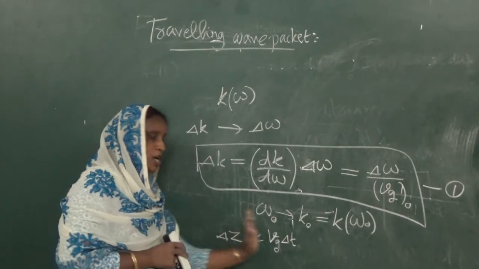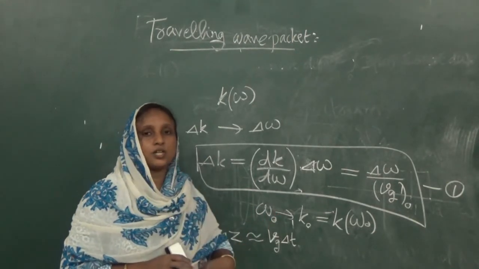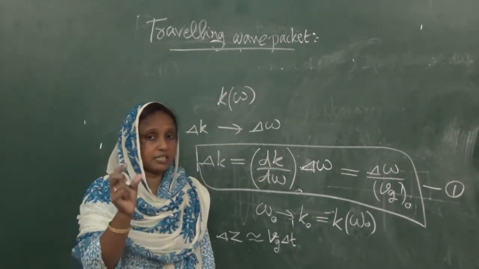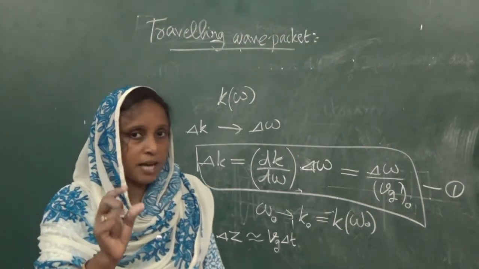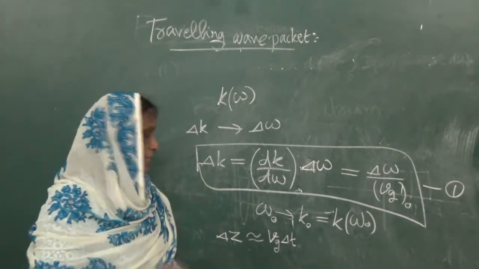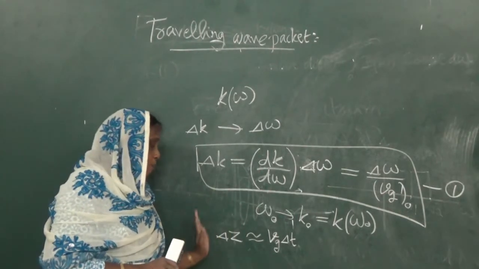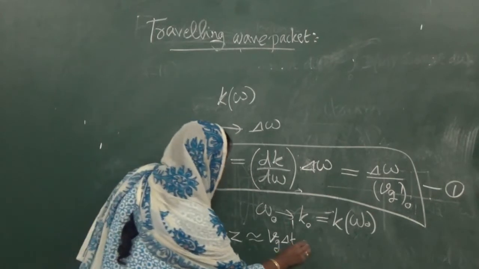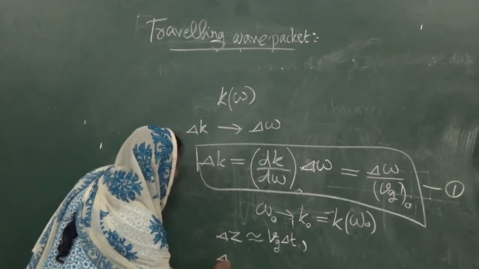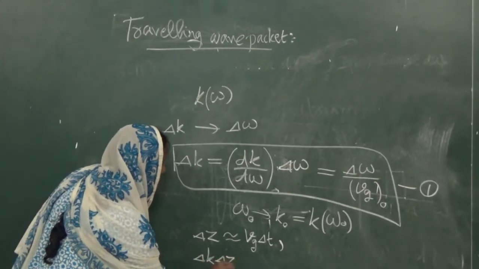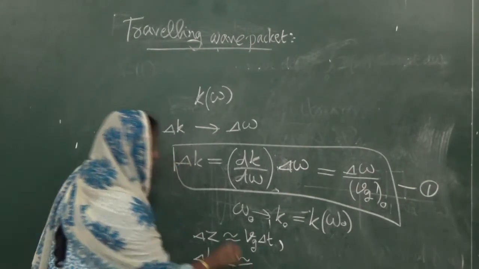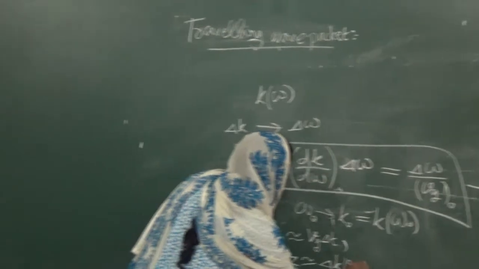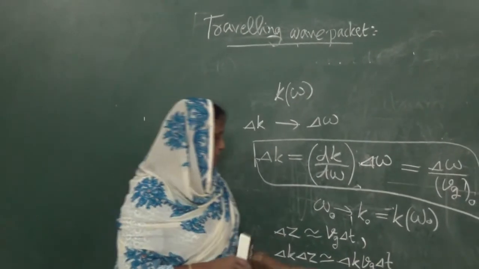So now we can multiply both sides of this equation with delta k. What is delta k? It is the band of wave vectors corresponding to the frequency band delta omega. So now we multiply both sides of this equation with delta k, and you get delta k delta z approximately equal to delta k Vg delta t. What is this delta k Vg?